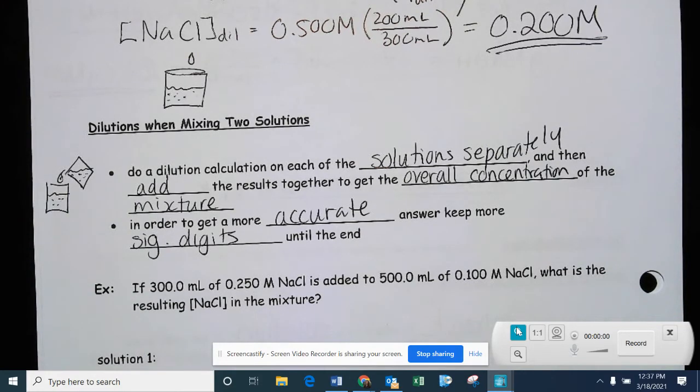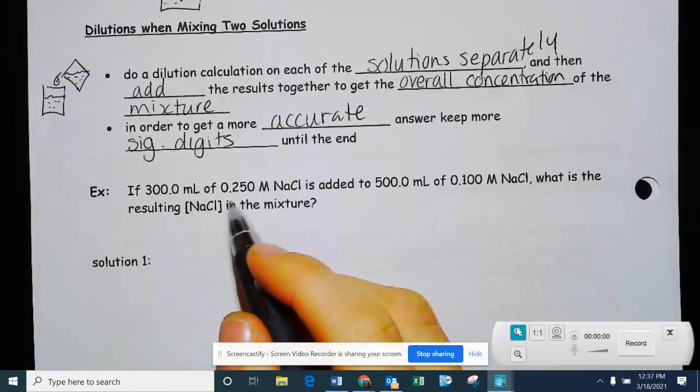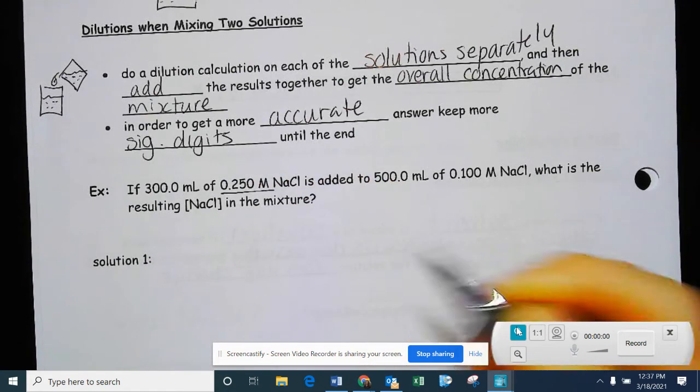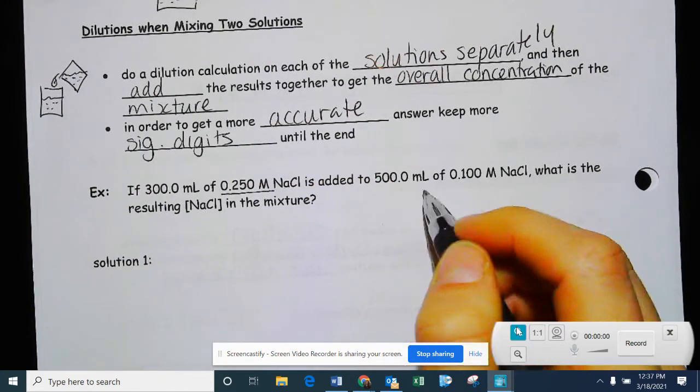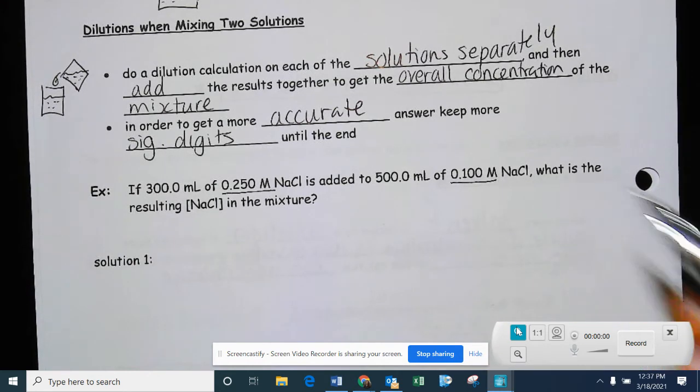Okay, so let's do an example together. We have 300 milliliters of a sodium chloride solution that's 0.250 molar. And then we have 500 milliliters of another one, which is only 0.100 molar. And then we want to know, if we mix those two together entirely, so we dump one all the way into the other one, what is the resulting concentration?